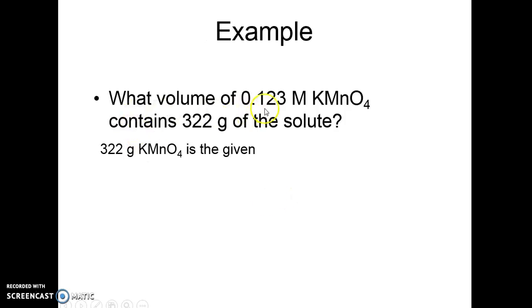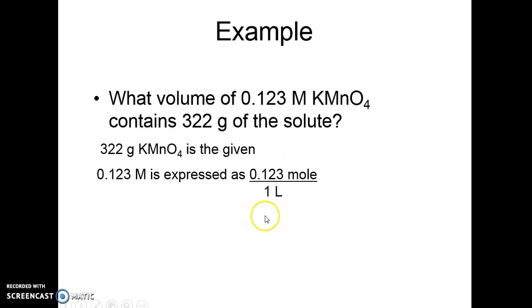Here's an example. You have a 0.123 molar potassium permanganate solution, and it asks what volume of this contains 322 grams. The 322 grams is the given and the starting point. In any molarity problem, do not start your math with the molarity. That's going to be your conversion factor. So we have 322 grams. We can re-express 0.123 molar as 0.123 mole over 1 liter. This is our conversion factor.